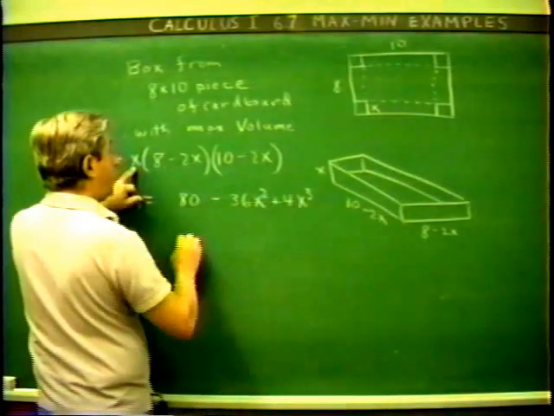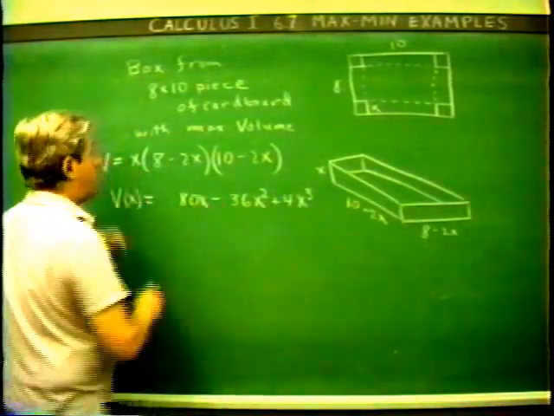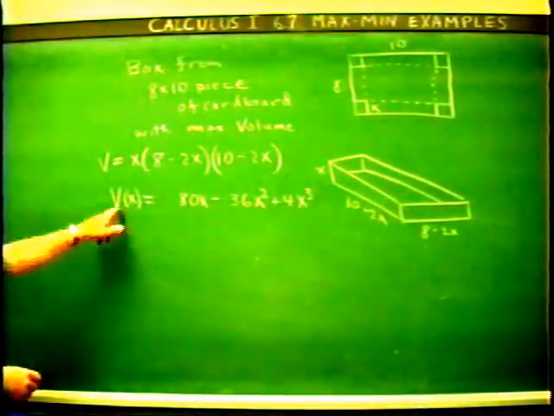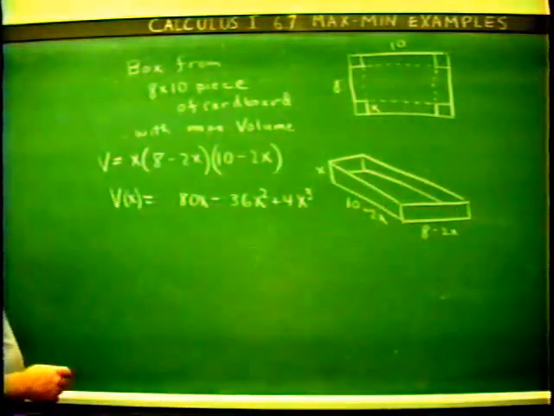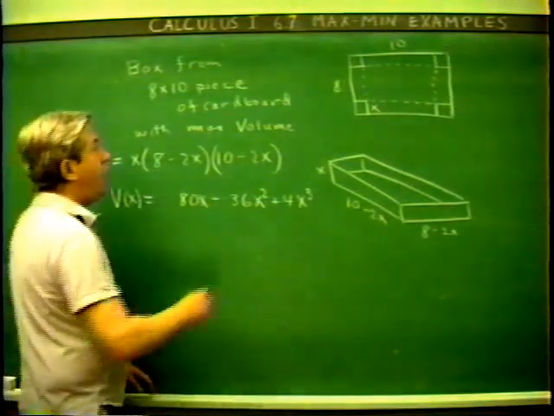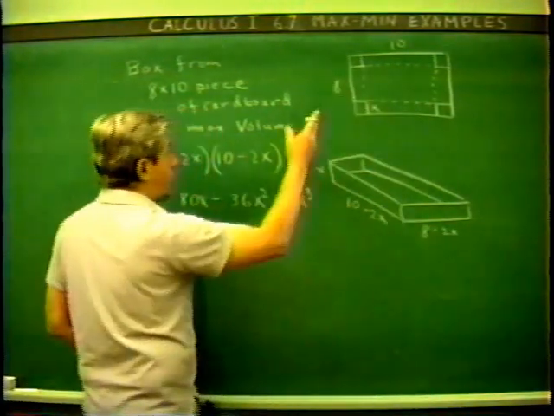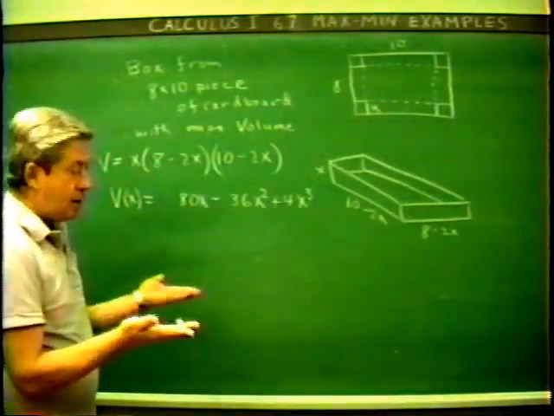We want to multiply this by x here, so that this is going to become 4x cubed. This is going to become 36x squared, and this is going to be 80x. So there's the volume as a function of one variable. The next thing is to determine the interval on which this makes sense. And how big could we let x be?